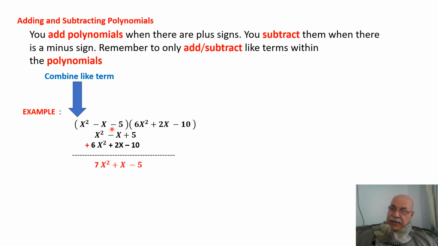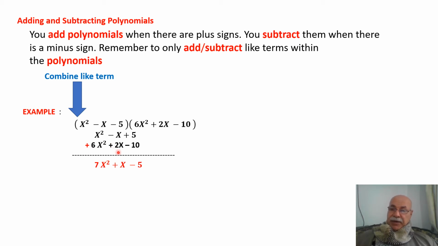We see this is a plus and this is a plus. x squared plus 6x squared becomes 7x squared. Minus x plus 2x becomes plus x, because plus with minus becomes plus, as this is the bigger one.